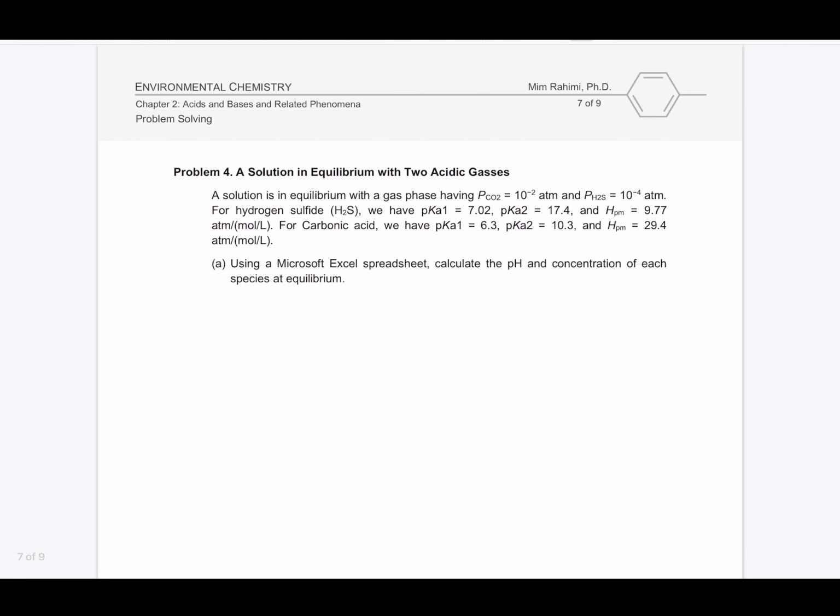So the last question is talking about a solution in equilibrium with two acidic gases. So a solution in equilibrium with a gas. That means we're going to talk about an open system. As I mentioned in the lecture, when we talk about an open system, we lose one mass balance equation, but we gain one gas-liquid equilibrium equation. That would be the core. That's what dictates the first, or the most protonated, version of the species for the acid.